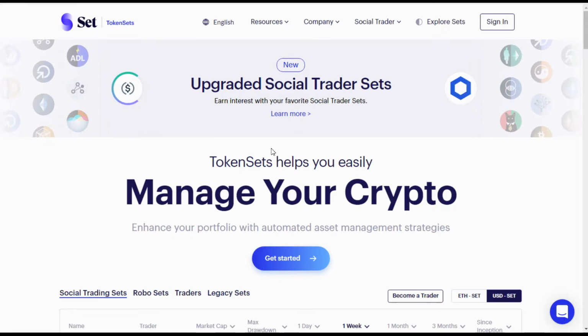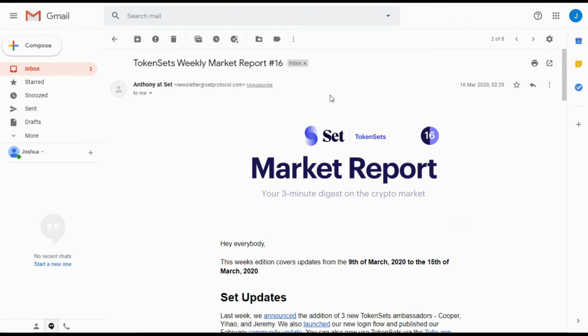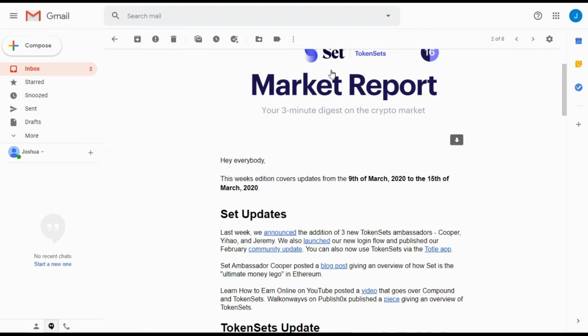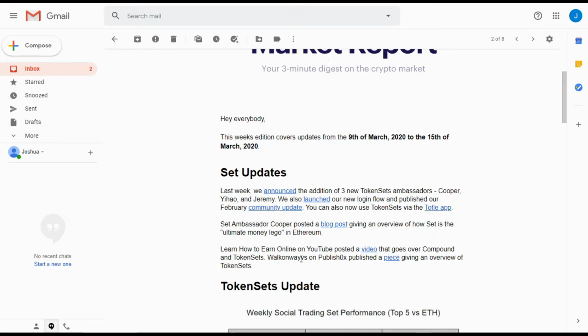Just a little note on this as well, I don't know how many of you have actually signed up to this yet, because you get Token Sets company emails and updates. If we go and check out, this is an email I got from them on the 16th of March 2020. And if we scroll down here, there we are.